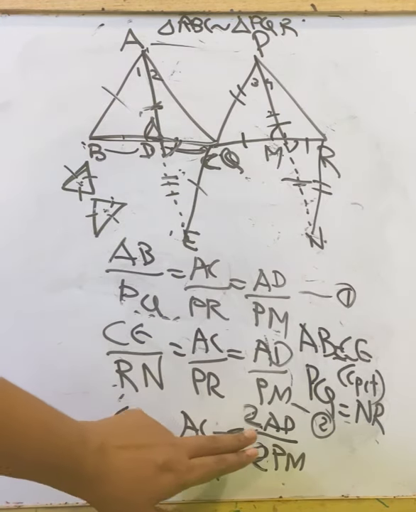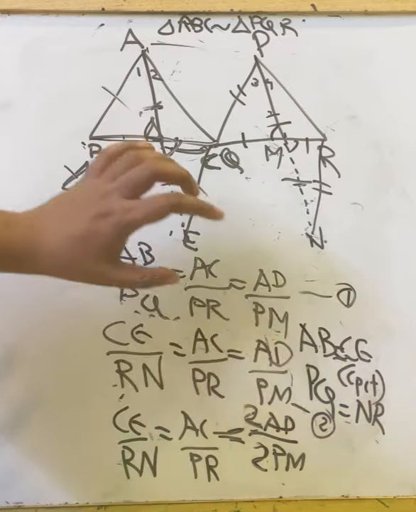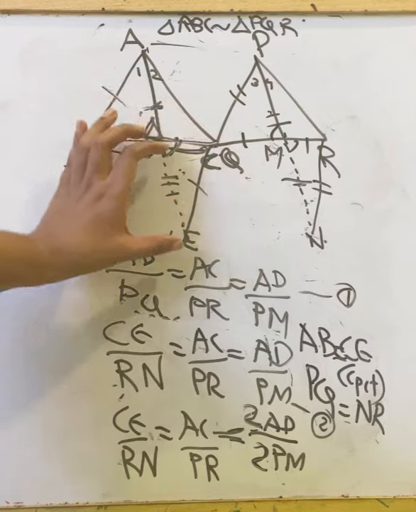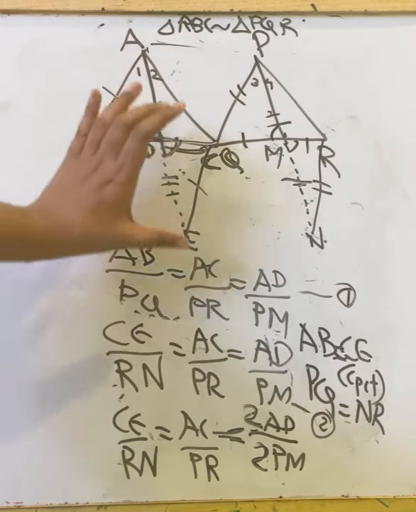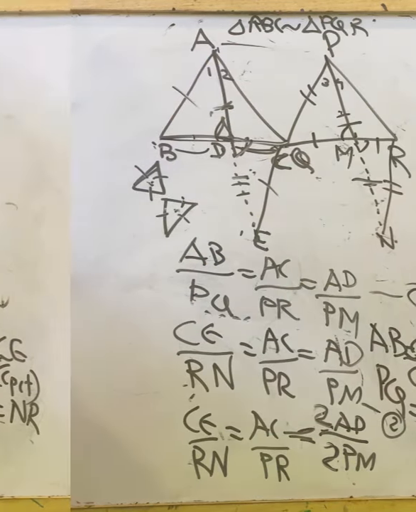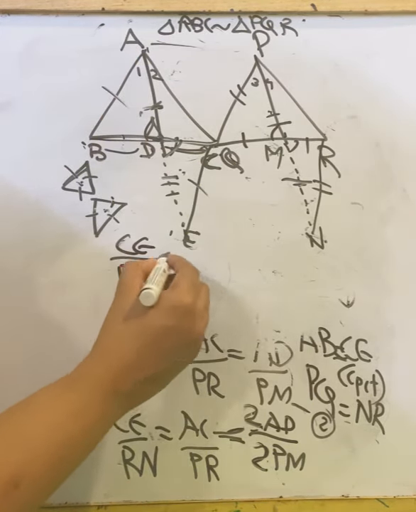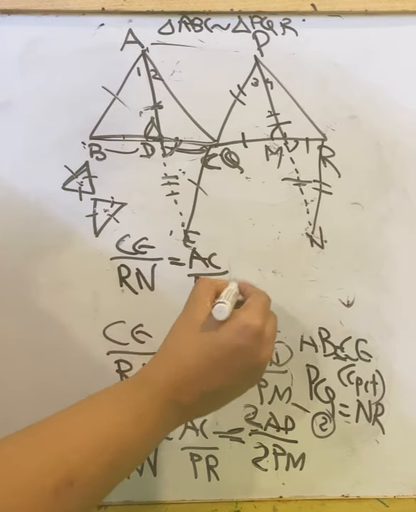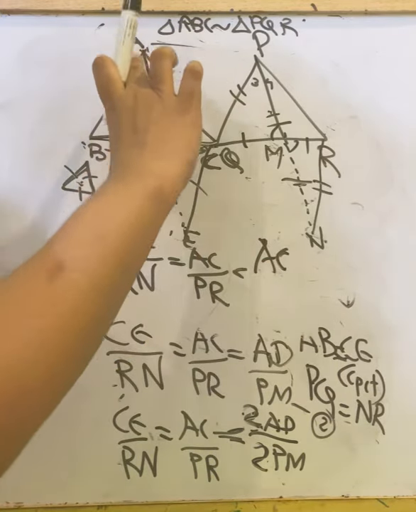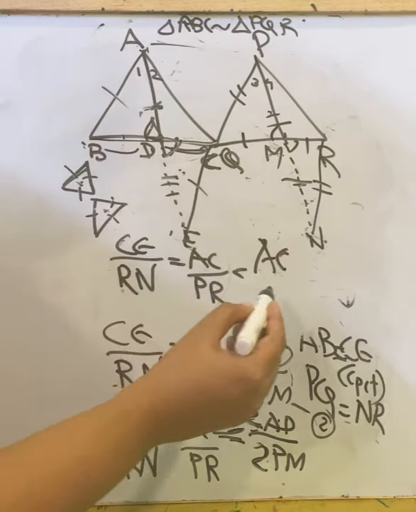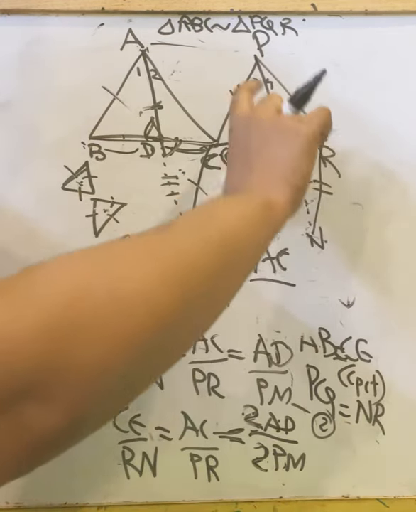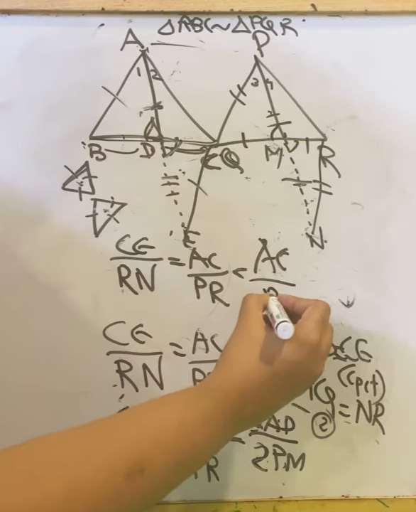Now, why did we do this? We did this to change AD to AE. That is 2AD. This is AD. This is also AD length. 2AD, we will get AE length, the total length. So instead of this, we will write CE by RN here. Now AC by PR. Instead of 2AD, 2AD is AE. That is AD and AD length is AE total by 2PM. PM and again PM length is there. So 2PM means total PN.